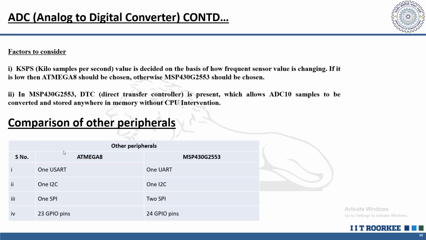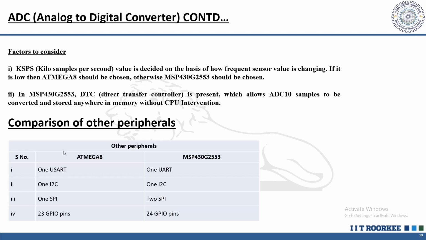Now the factor to consider on the ksps value is decided on the basis of how frequently the sensor value is changing. If it is low, then ATmega should be used. Otherwise, MSP430 should be used. In MSP430, DTC, direct transfer controller, is present, which allows the ADC10 samples to be converted and stored anywhere in the memory without the CPU intervention. So this can reduce the overall time required for the code execution.